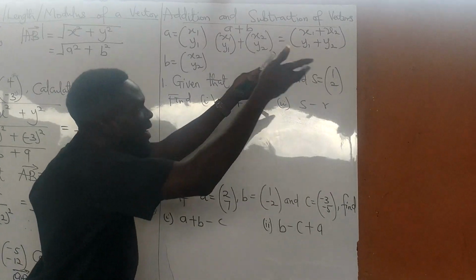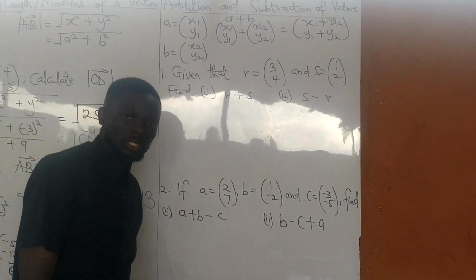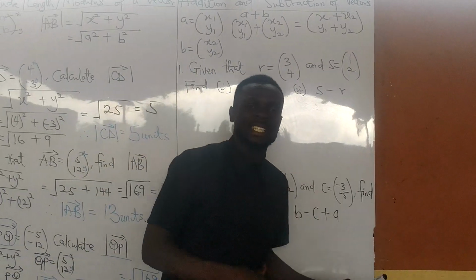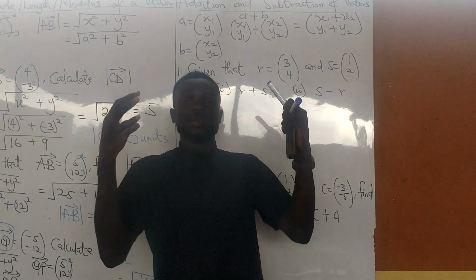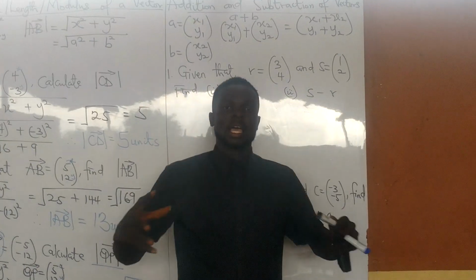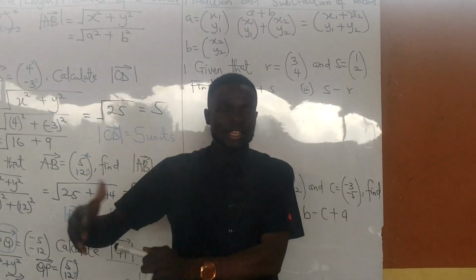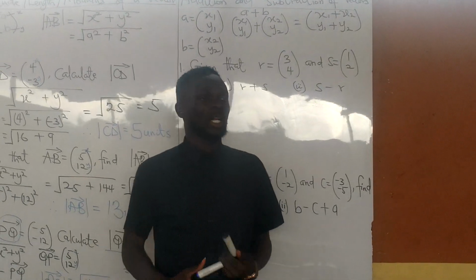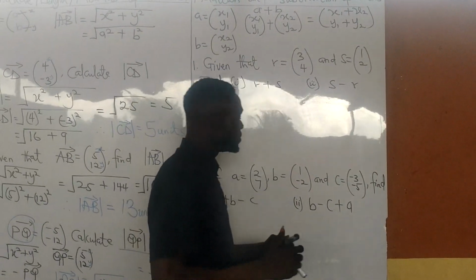And the same thing we do for subtraction, but that one we are subtracting. So when it comes to the addition of vectors, we add the x component and add the y component, giving us a resultant vector, which we'll talk about, God willing, the next time we meet.